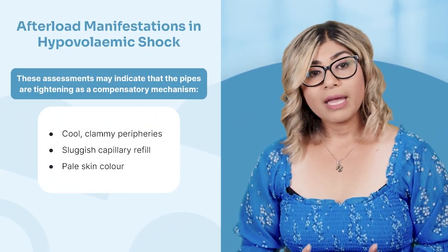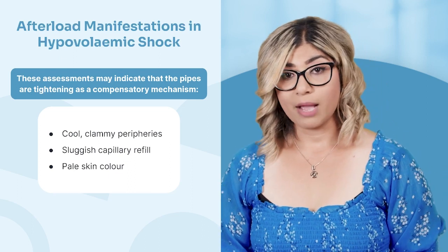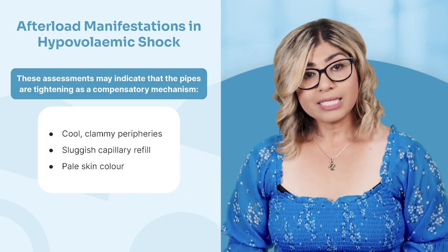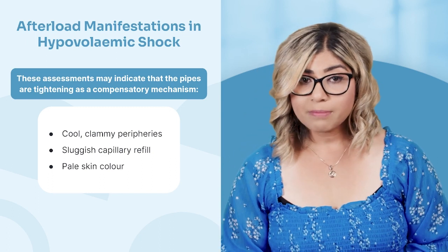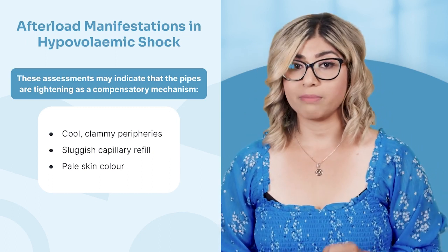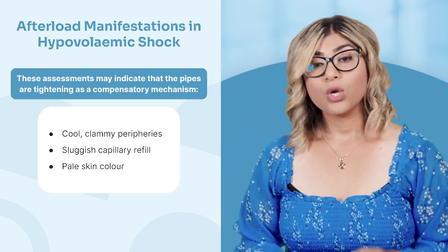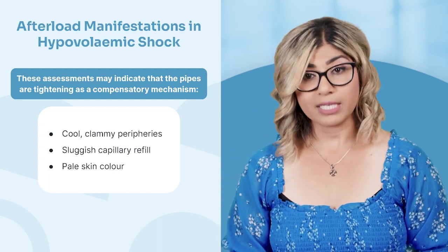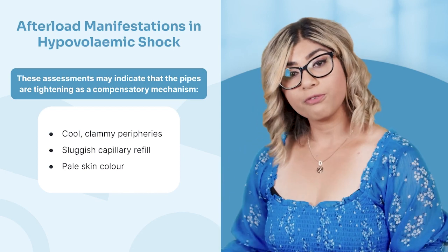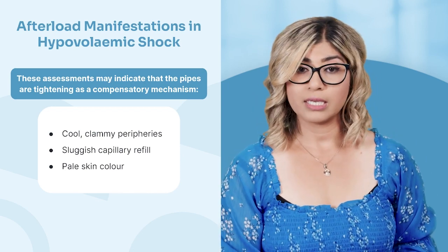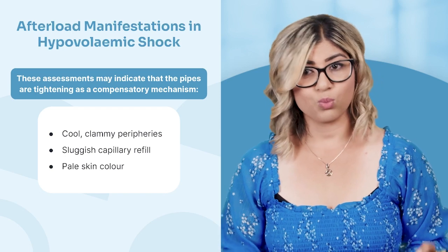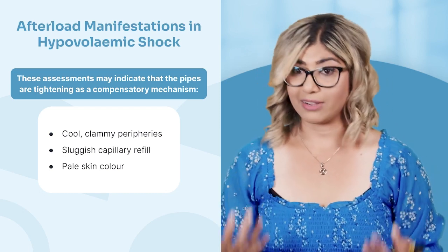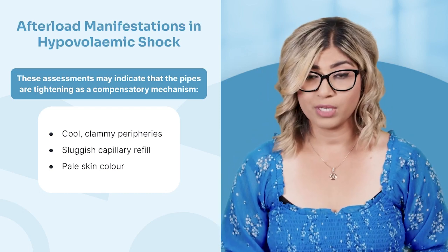Lastly, let's talk about afterload manifestations in hypovolemic shock. These assessments may indicate that the pipes are tightening as a compensatory mechanism. We could see cool, clammy peripheries indicating vasoconstriction of the vessels to shunt blood from the peripheries to more important organs. We don't really need blood in our fingertips. We do need it in our heart, our lungs, our kidneys for us to actually function.